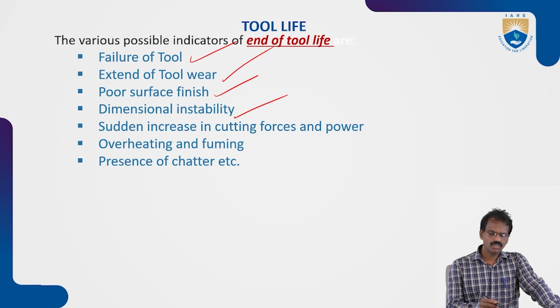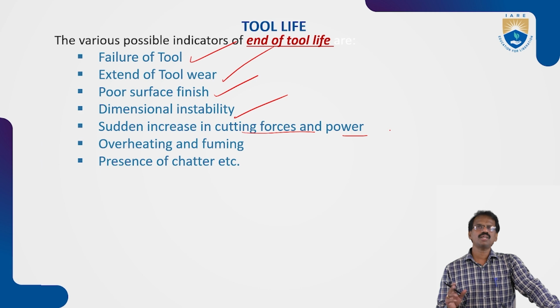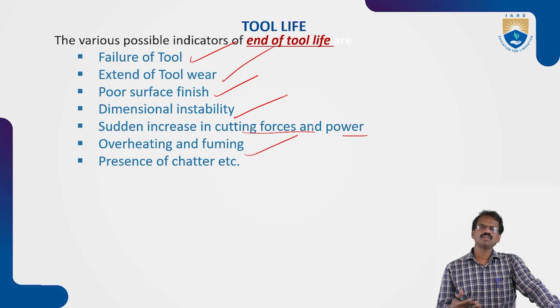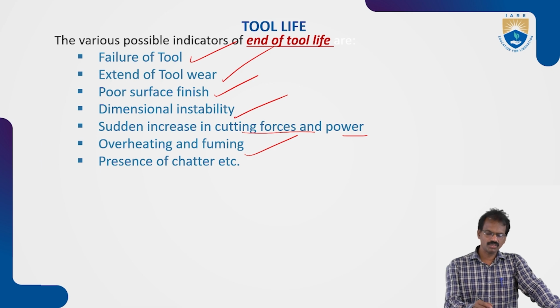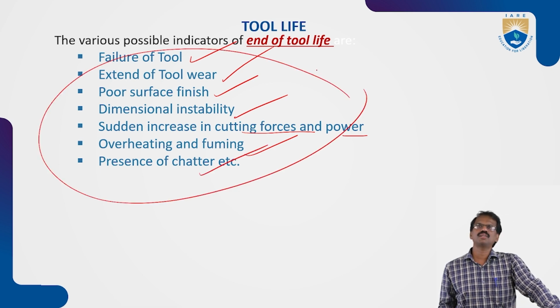Next, sudden increase in cutting forces and power also. So there are fluctuations in cutting forces and power. Next, overheating and fuming also we can observe when performing the machining operations. Next, presence of chatter also we can observe. So these are the indicators to identify the end of the tool life.